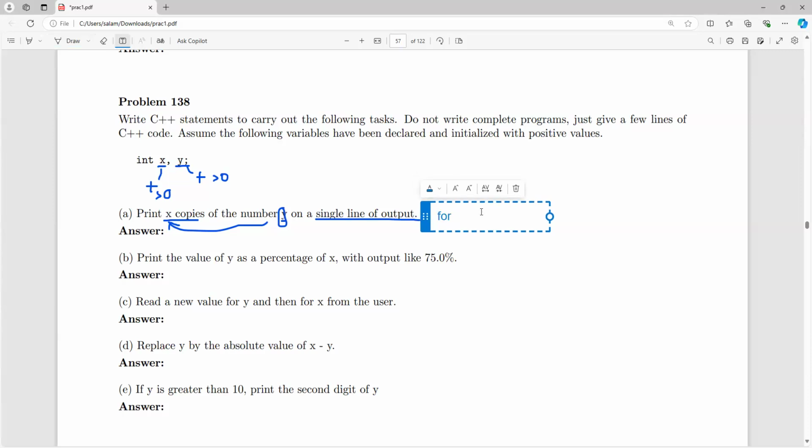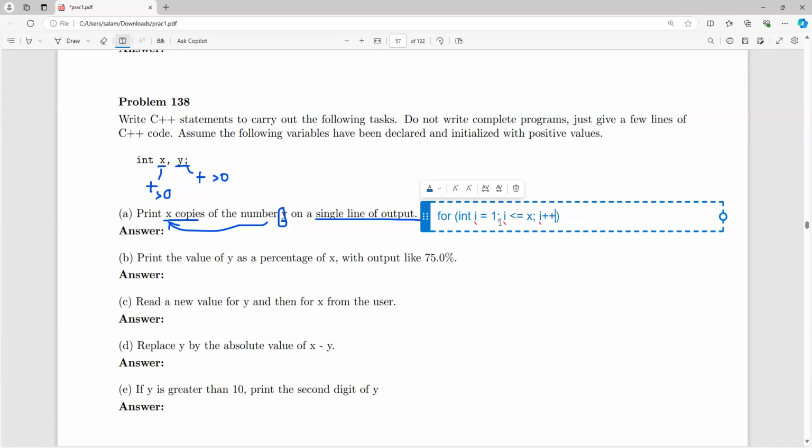So we would do for int i is equal to 0, right? You could do this 2 ways. Let's start with 1, right? Because we need to print out X copies right here. So let's start at 1. And since we want to print out X copies, we do i is less than or equal to X. Okay. i plus plus. Right? And this will run X times.